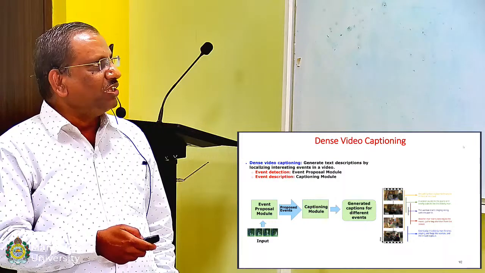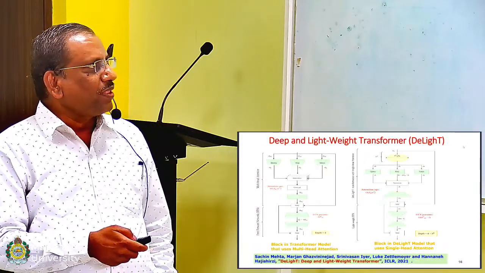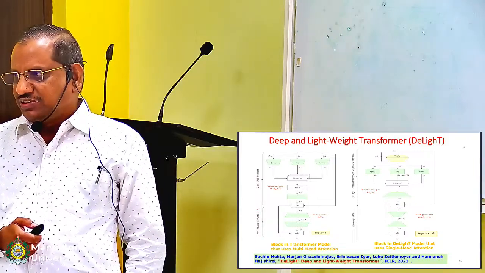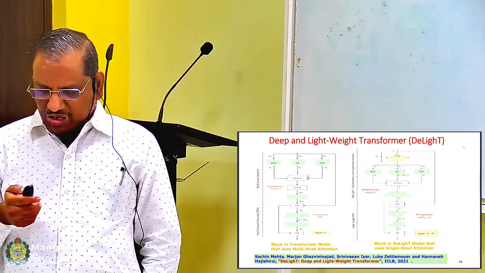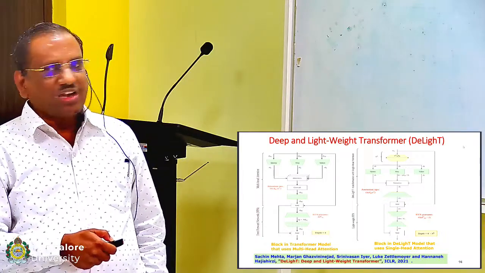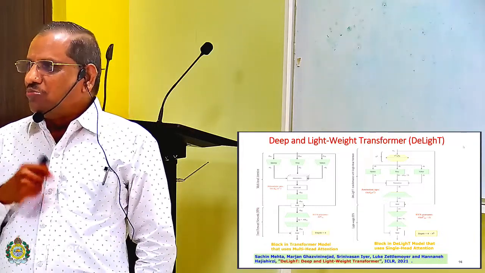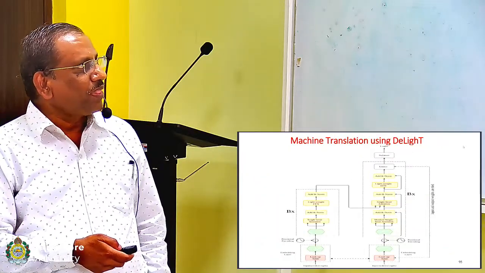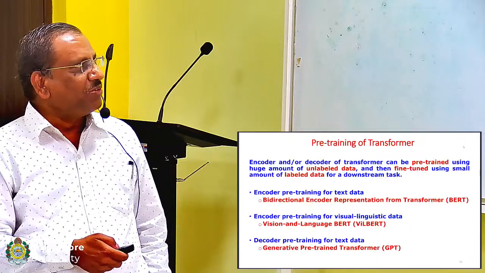Similarly, one can do what is called dense video captioning. There are some papers related to that. I'll skip that. And there is also some work done on how to reduce the number of heads, because as the number of heads increases, the number of parameters is much larger, right? So there is a model called the deep and lightweight transformer, shortly called DeLighT, which says that one can use a single head to perform the task, okay? And again, there are some papers available on that. There has been work done on machine translation using this DeLighT transformer.